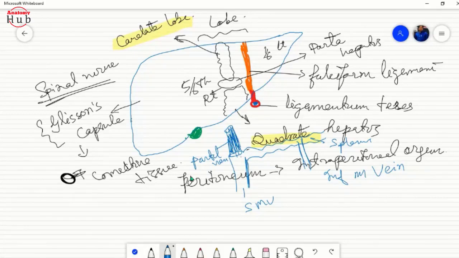Product of your GI system? No, that is the product of your digestion, right? Especially the fats. So fat digestion and whatever nutrition you have taken, all of it returns towards this portal vein. And here you know that this liver also helps in the metabolic activities. And this liver is the storehouse of your glycogen.